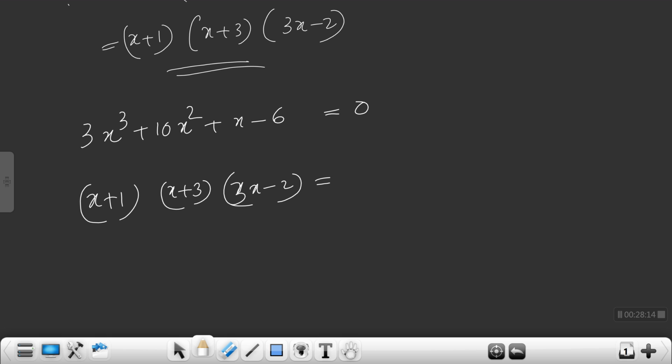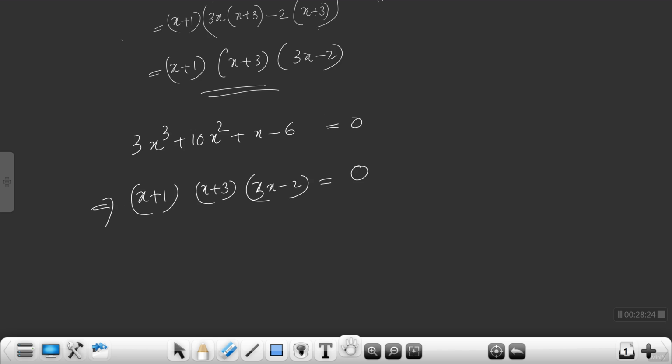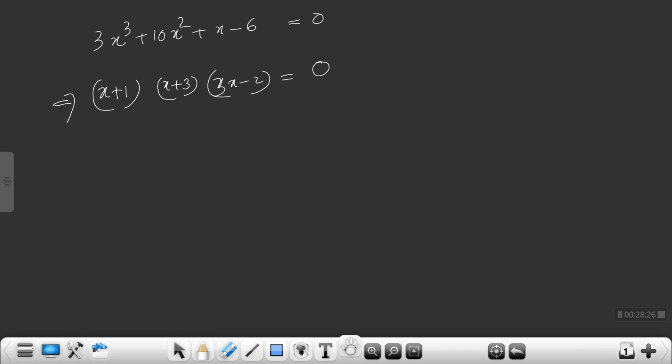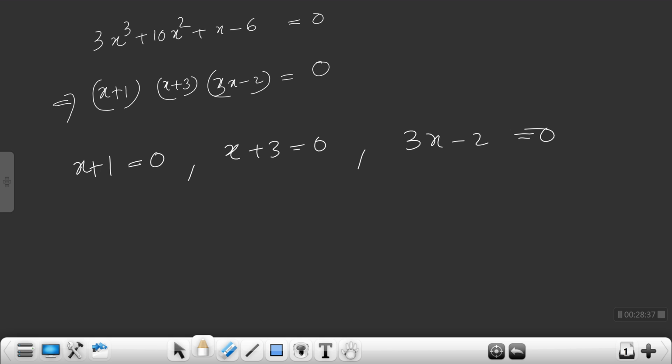That is 3x cube plus 10x square plus x minus 6 equal to 0 implies x plus 1 into x plus 3 into 3x minus 2 is equal to 0. For solving the equation, put each linear factor equal to 0. That is x plus 1 equals 0, x plus 3 is equal to 0, 3x minus 2 equal to 0.